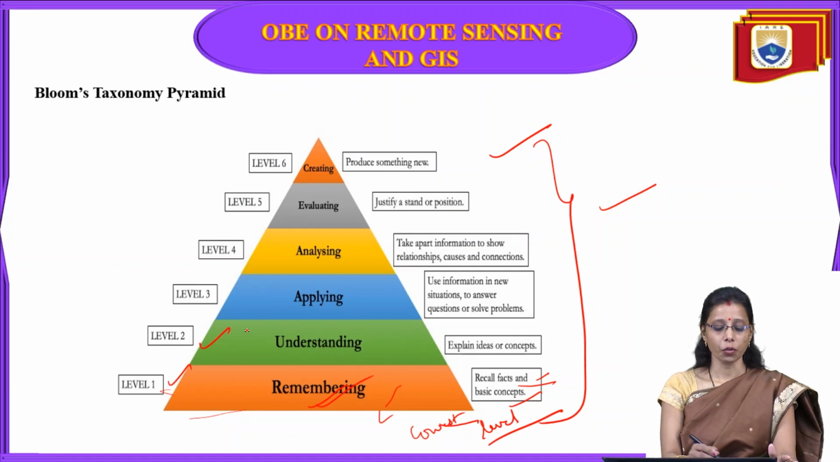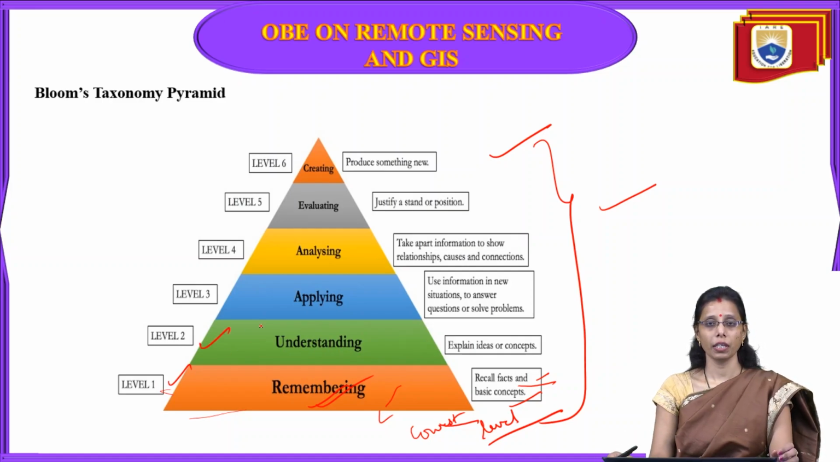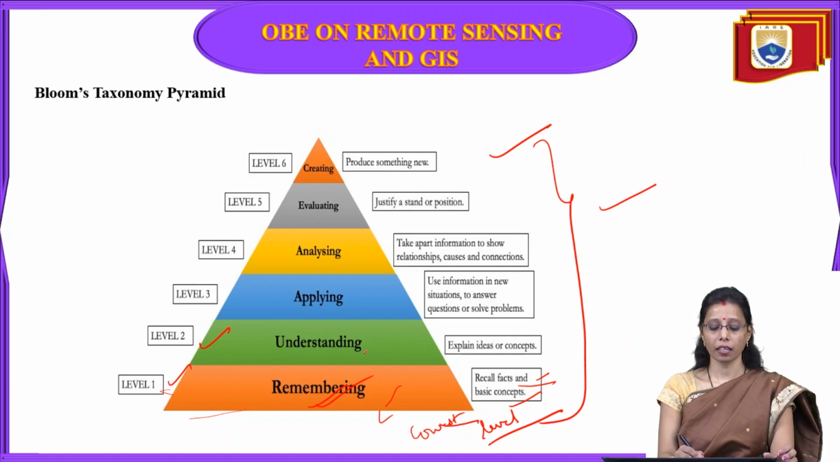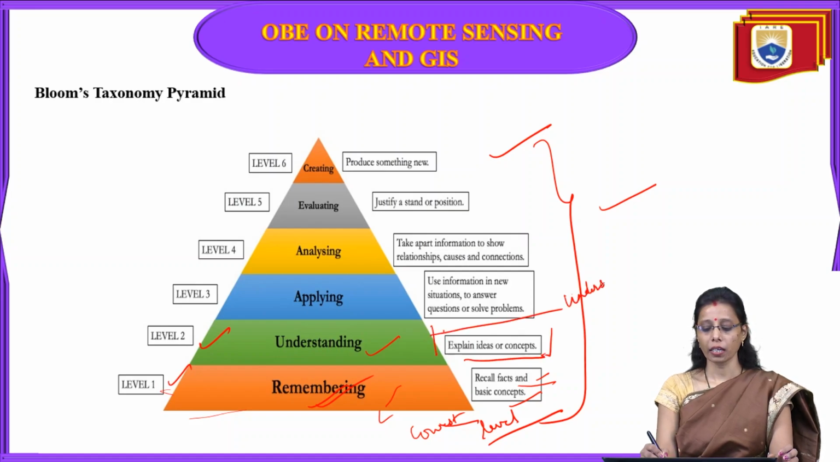Now coming to level 2. This is the second level of Bloom's taxonomy. When a question is asked to a student, the level of the question will be understand. Okay, so explain ideas or concepts. A student has to understand, and then reply with the answer. He has to give the answer with ideas and different concepts, which will help that student give a better outcome for that particular answer.